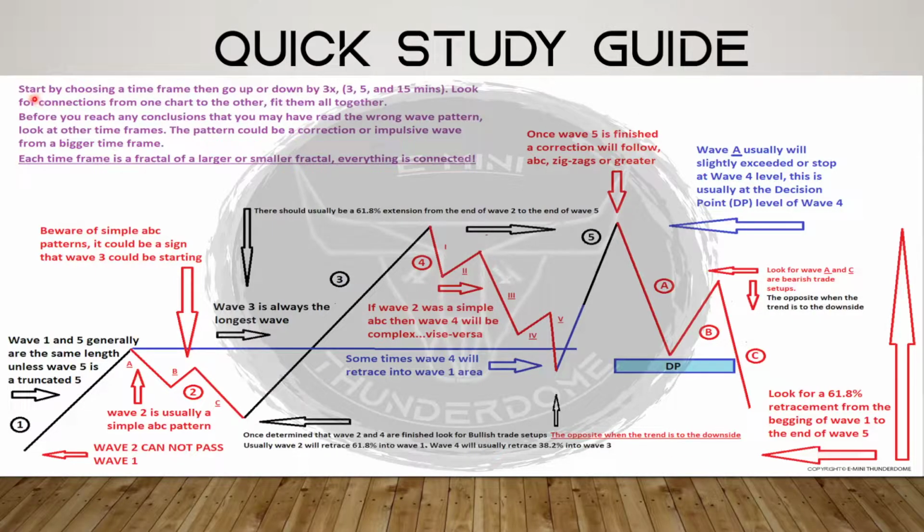So let's start by choosing a time frame and then go up or down by 3. For example, a 3-minute, 5-minute, and 15-minute chart. Look for connections from one chart to the other and fit them all together. Before you reach any conclusion that you have read the wrong wave pattern, look at other time frames. The pattern could be a correction or impulsive wave from a bigger time frame. Each time frame is a fractal of a larger or smaller fractal. Everything is connected, so all charts are always connected.